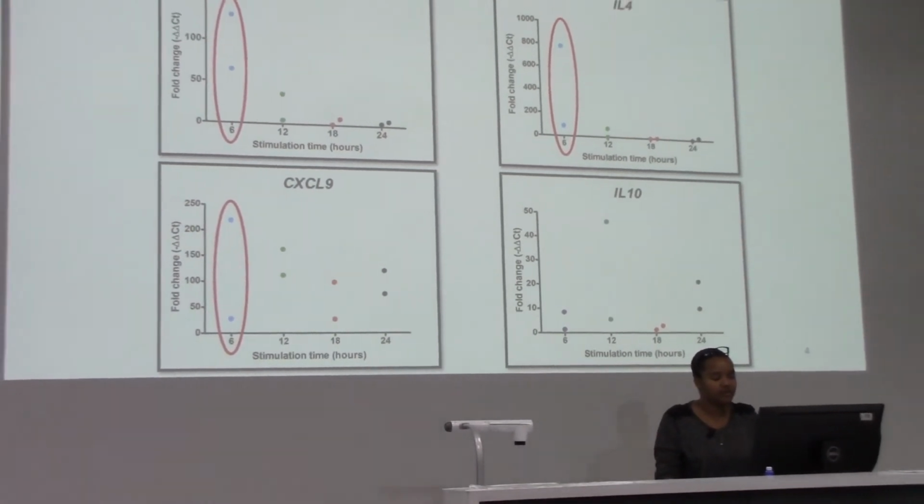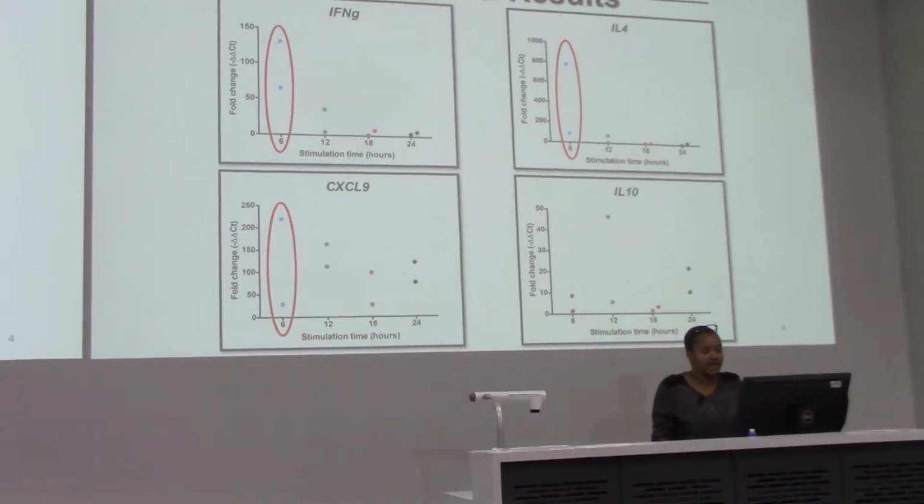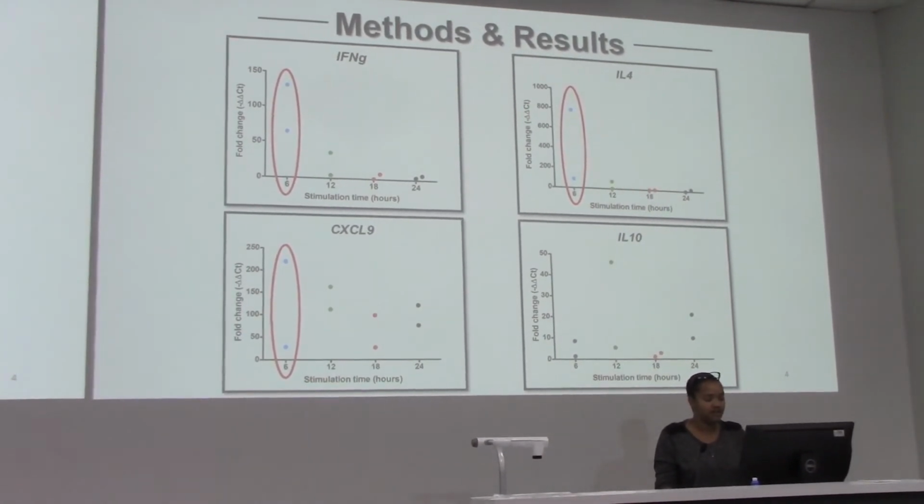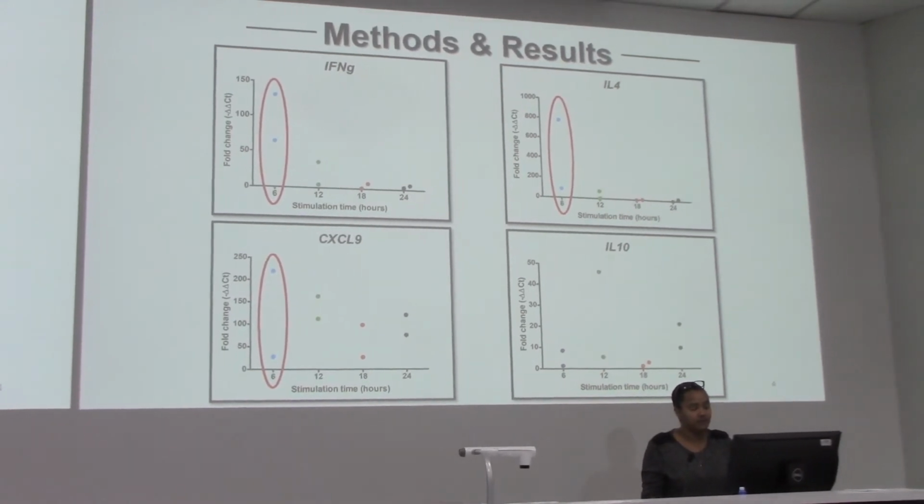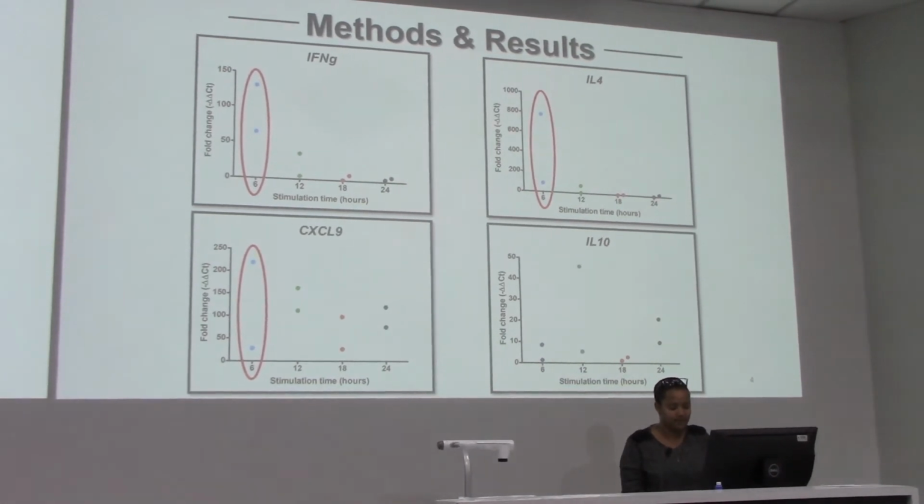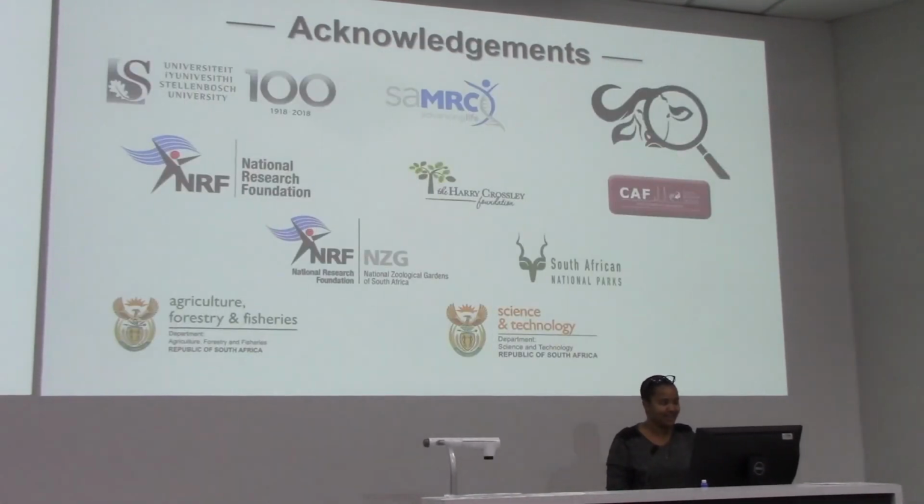Based on this, we will now go forward and look at antigen-specific gene expression in these target genes in African elephants, and this will be the basis for the development of a gene expression assay for TB diagnosis in the future. Thank you very much.